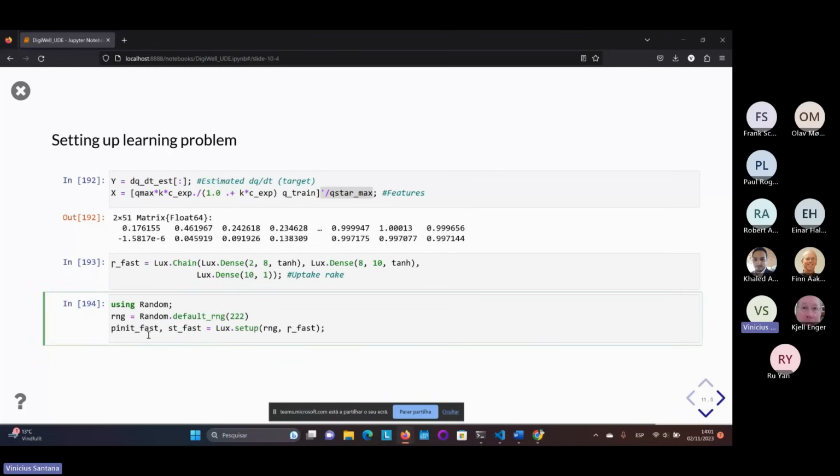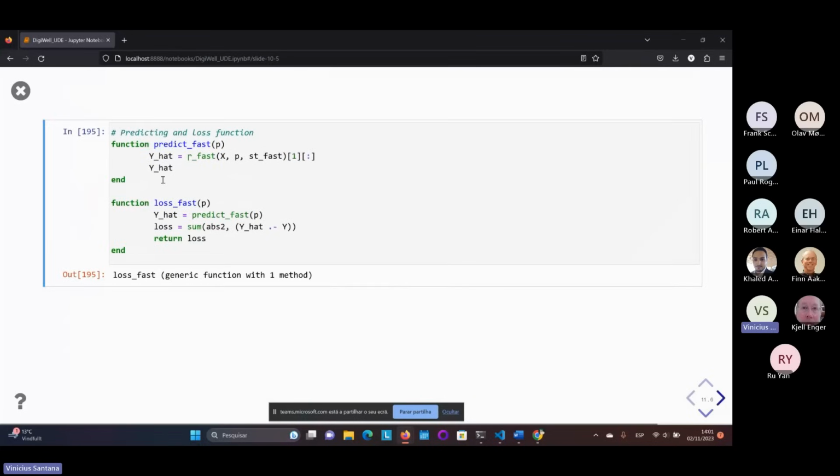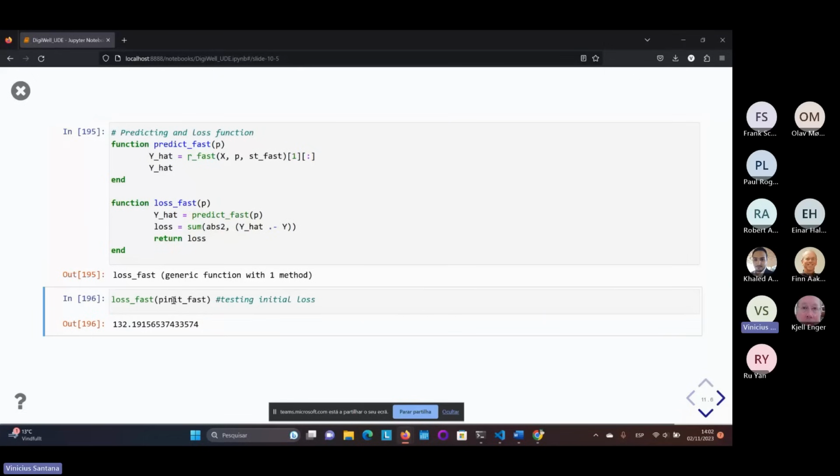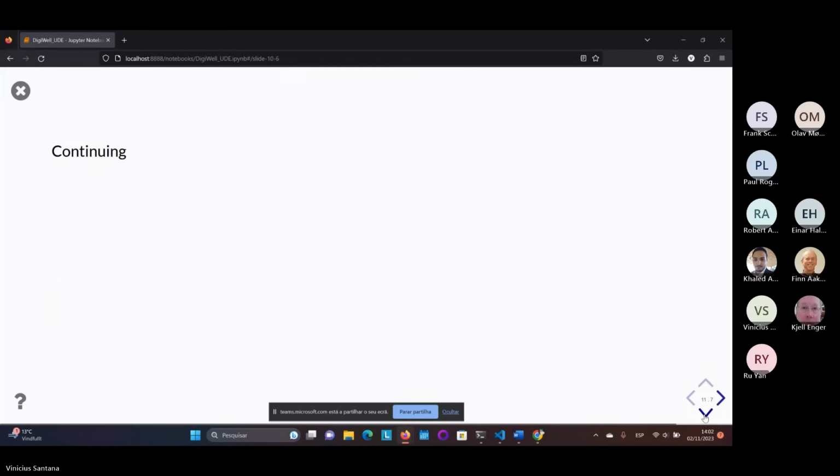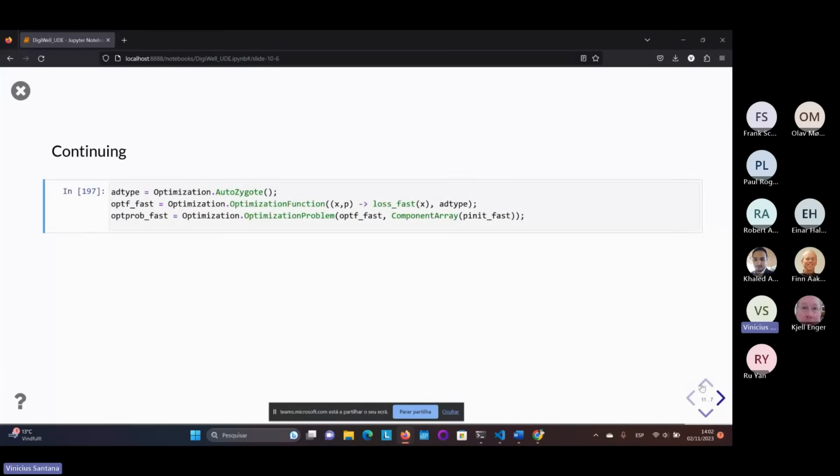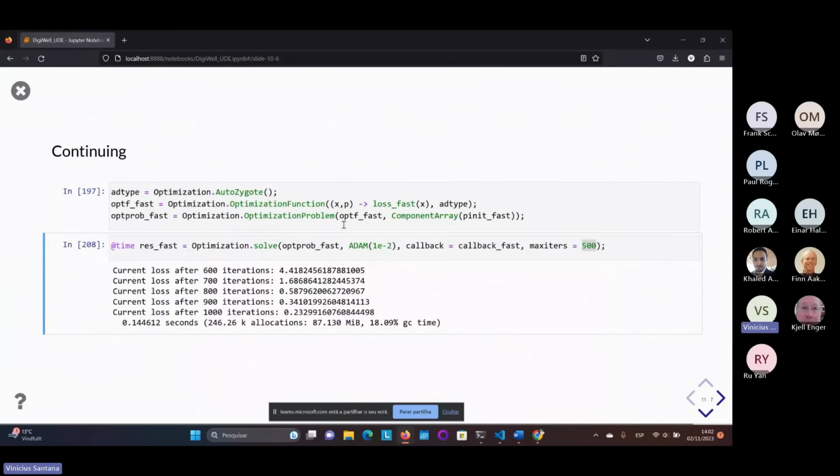Once again, I can set up random initialization of the parameters. I build my predictive function. I can also build my loss function, which is the one I want to minimize, which is the difference between my prediction and my observations, the observations being my derivative estimation. I can see that the initial loss is pretty high. And then I can set up my optimization problem and solve it.